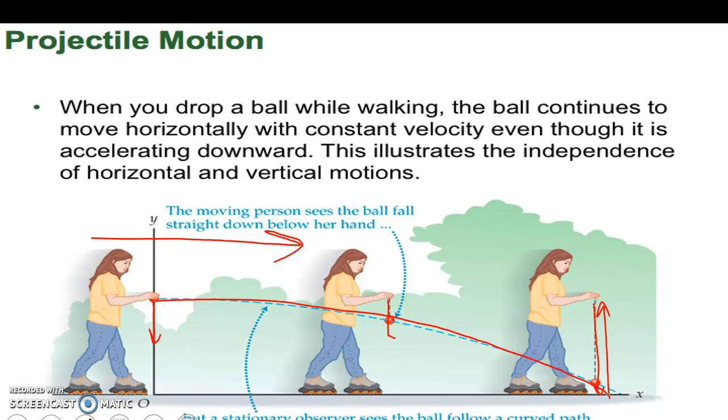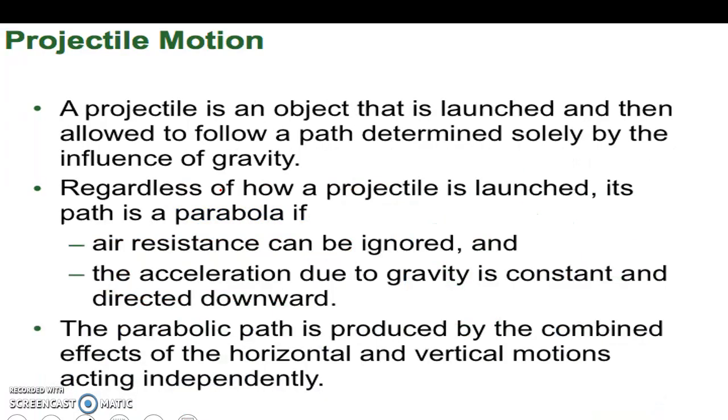Why this is important is because of the independence of horizontal and vertical motions. And that's what we see with projectile motion. So, a projectile is an object that is launched and then follows a path determined solely by gravity. So the only thing that's changing this path is gravity. Now, here's the other thing, the path is parabolic, okay?